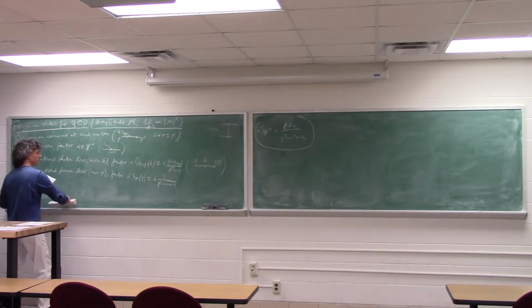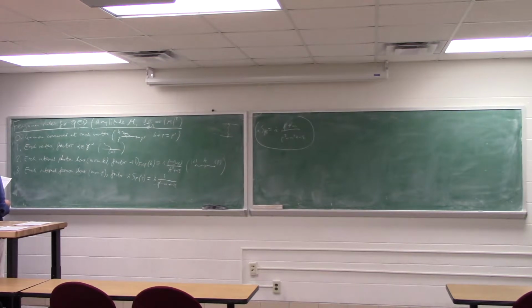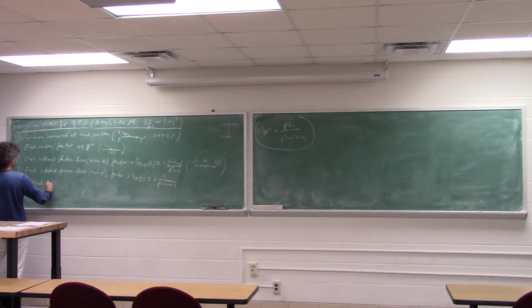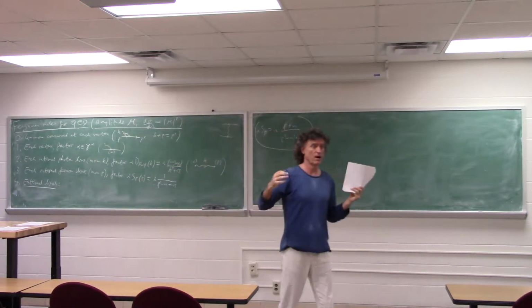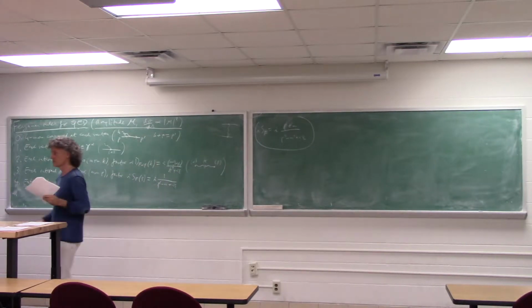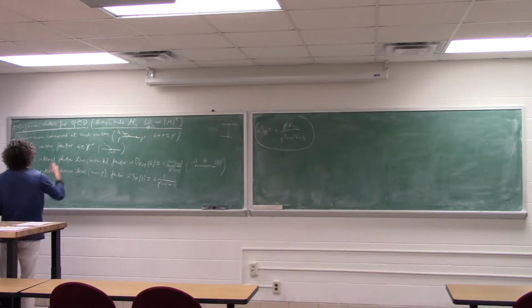Alright, so now we have rules for internal lines. I was trying to get it all on one board, but it's not going to work. Okay, rules for external lines. External lines means incoming and outgoing physical particles: electrons, positrons, and photons. For external lines, we write the following factors.